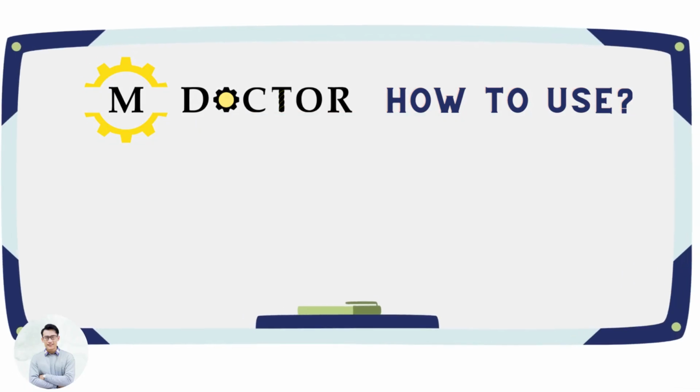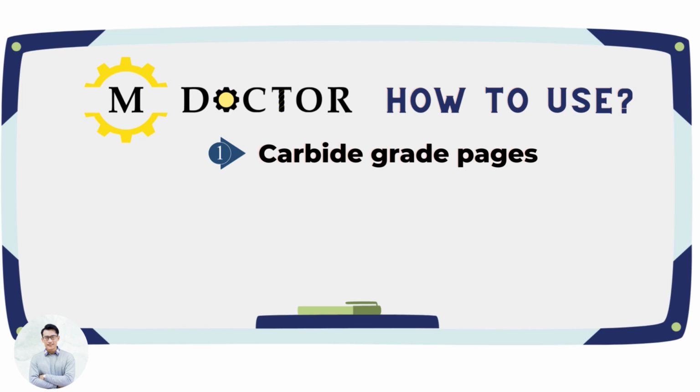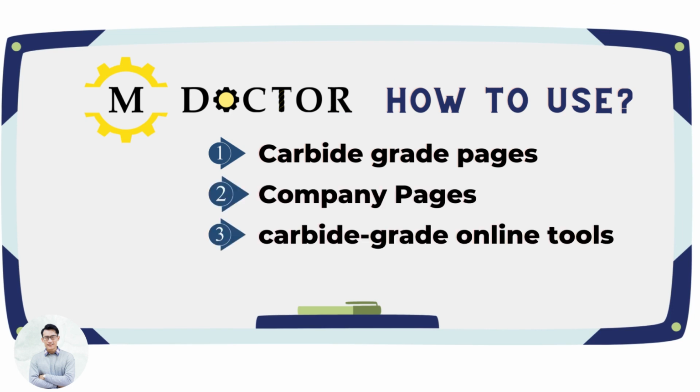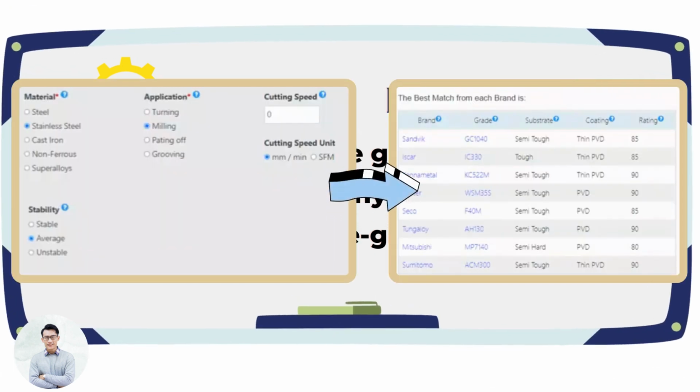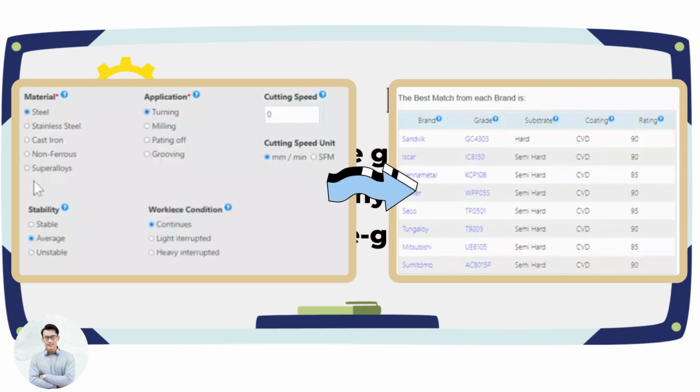The tutorial will have three main parts: carbide grade pages, company pages, and carbide grade online tools. You should definitely stick until the end, because the online tools are the most exciting part.